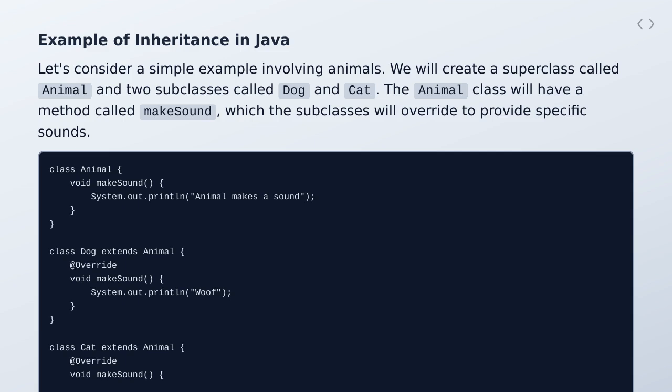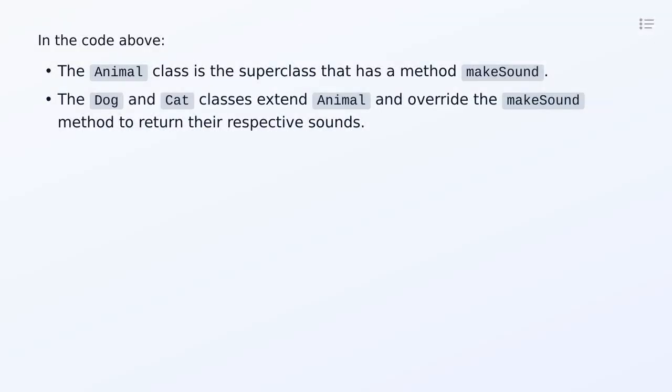This slide introduces a class definition. Study the structure in the code sample. In the code above, first, the Animal class is the superclass that has a method makeSound. Next, the Dog and Cat classes extend Animal and override the makeSound method to return their respective sounds.